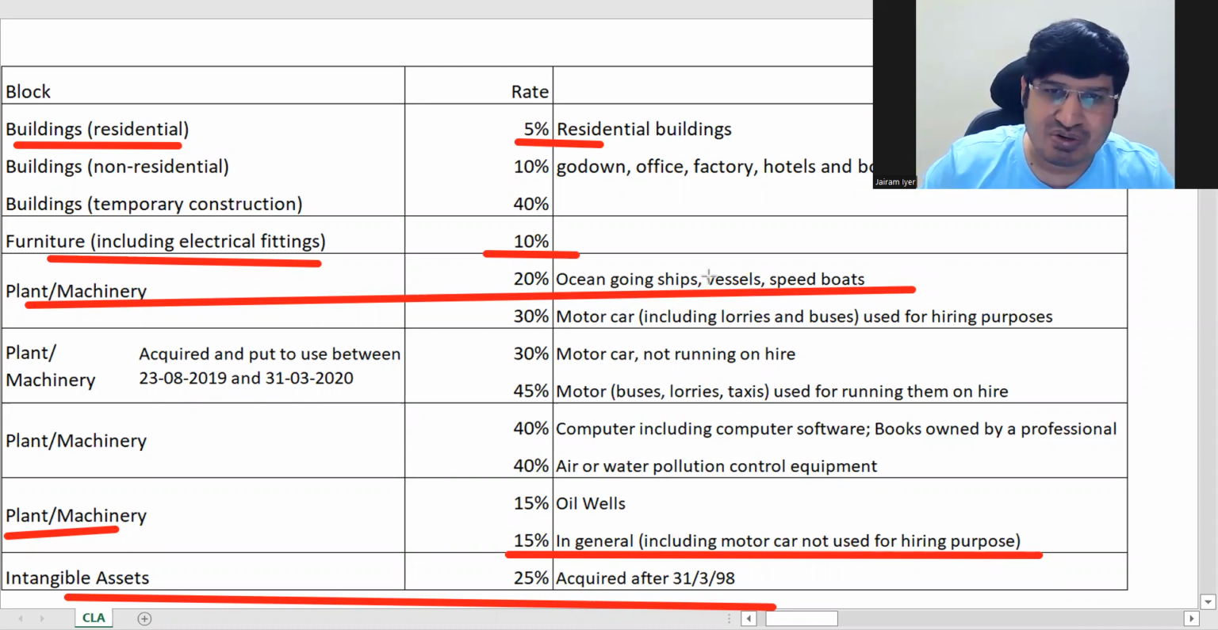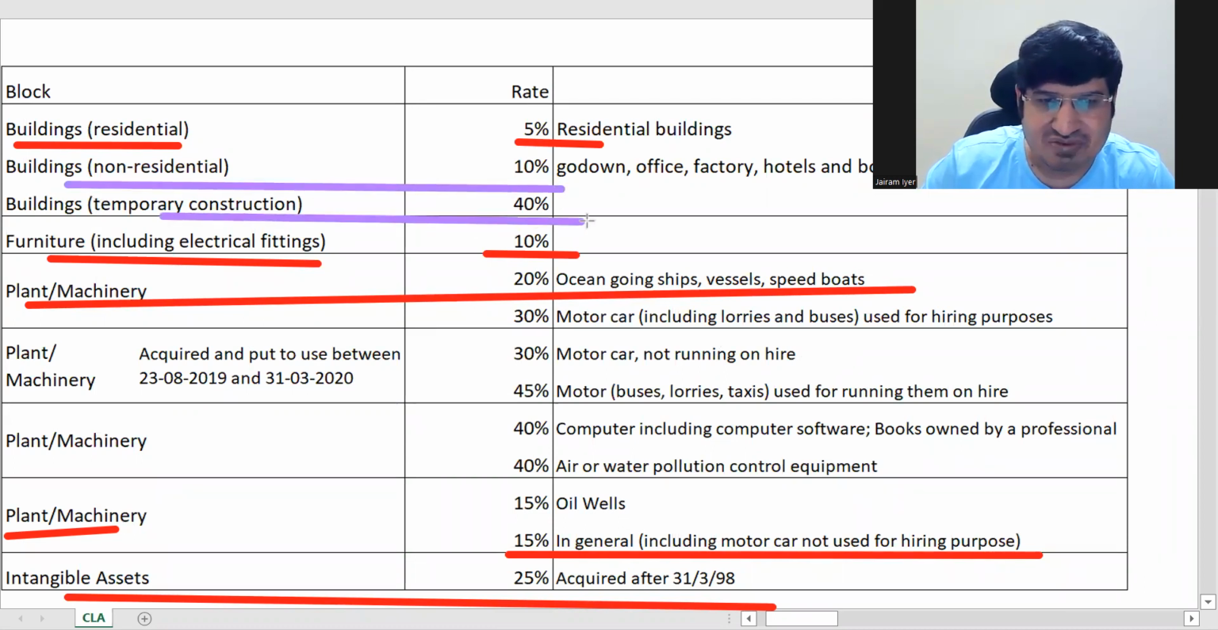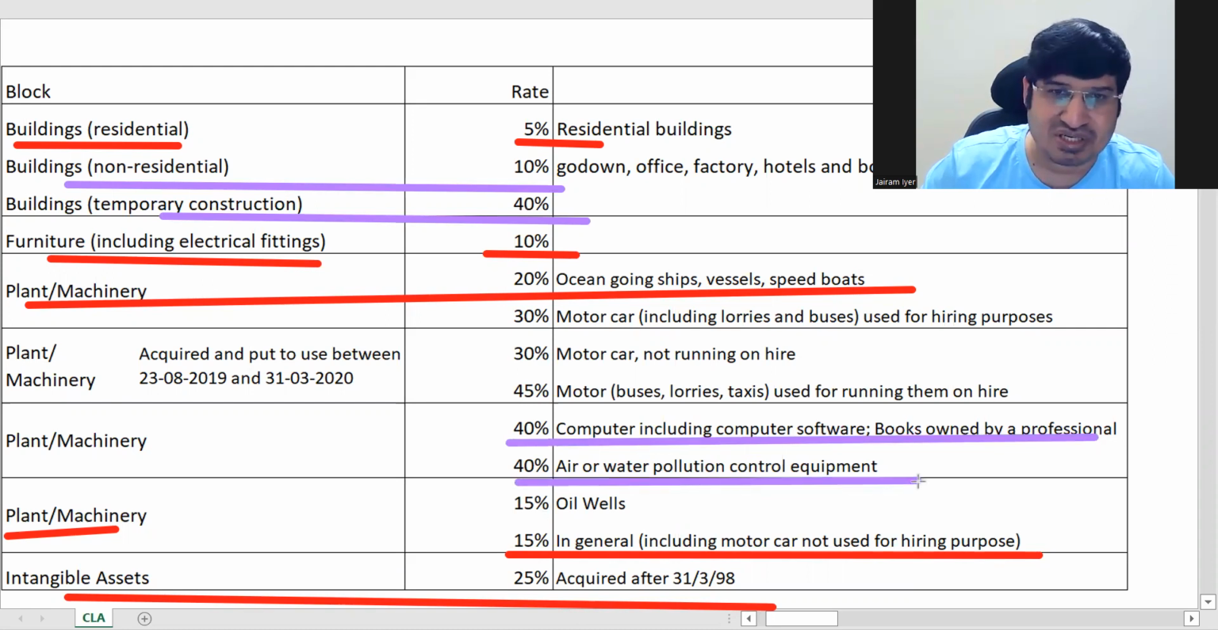Okay, you will be able to learn the rest quickly. So non-residential buildings is 10%, then temporary construction is 40%, and here computers, laptops, books of professionals are 40%, and pollution control equipment is 40%. Okay, these are the main things.